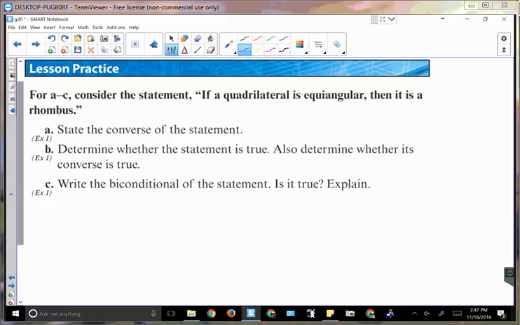Okay, I am going to give you 2 minutes, and I want you to see what you can come up with for these 3 statements.